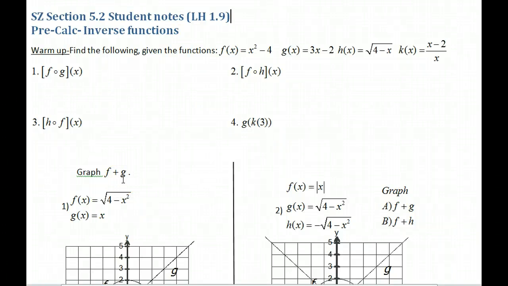Hi, welcome to section 5.2, Precalculus Inverse Functions. So we're going to be finding some inverse functions today. I want you to warm up, however, by doing a composition of functions, which are the first four, and then I'll go through some graphical ideas for the next two graphing examples. So go do these and I'll show you the answers.